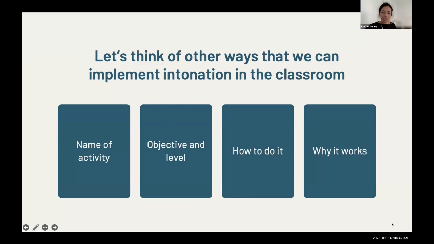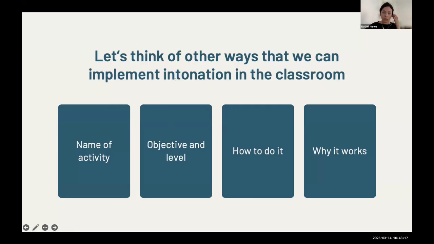Okay, so let's take a few minutes. I'm going to put a timer for about 3 minutes. You guys can check through Google: what are other intonation activities we can implement in the classroom? Let me see the chat again.